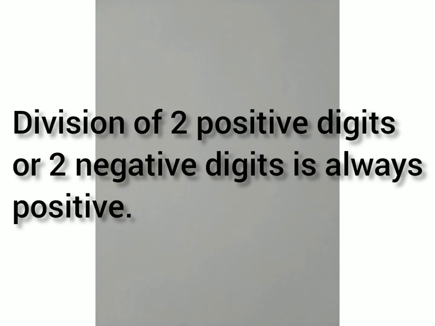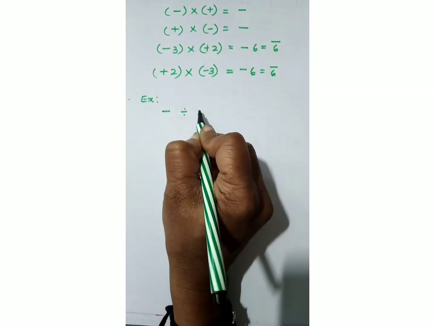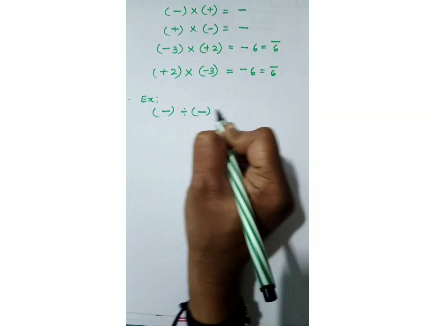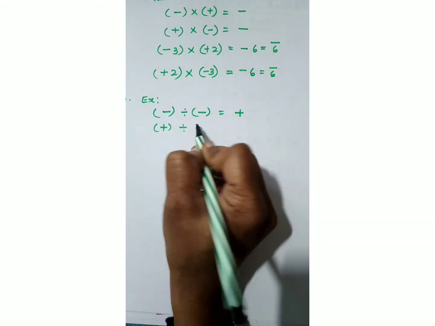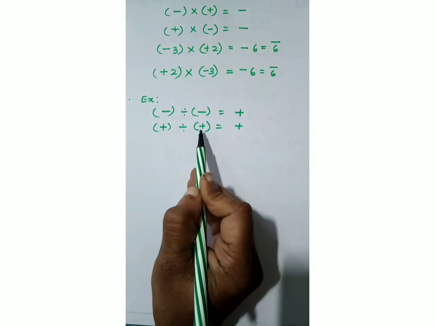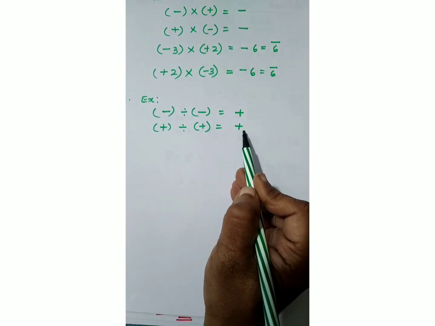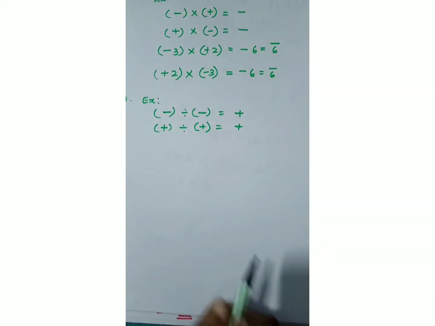Division of two positive digits or two negative digits is always positive. That is, negative by negative is equal to plus, positive, or positive by positive is equal to positive. Negative divided by negative is equal to positive, and similarly positive divided by positive is equal to positive. When the symbols are equal, the result is positive. When the symbols are different or unequal, the result is negative.